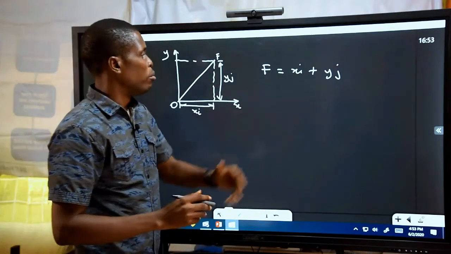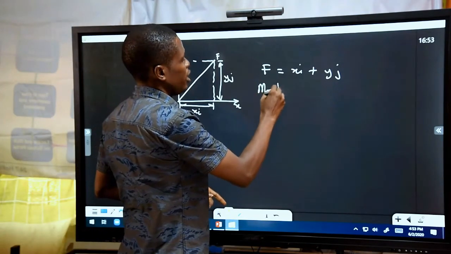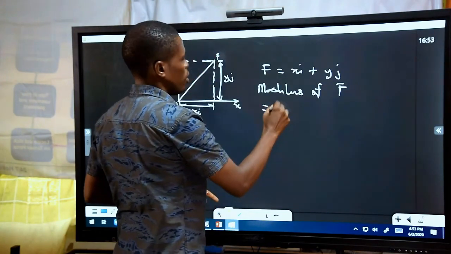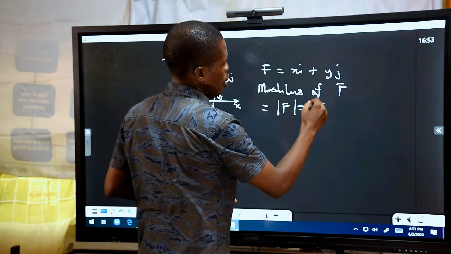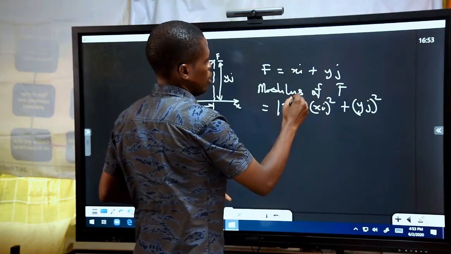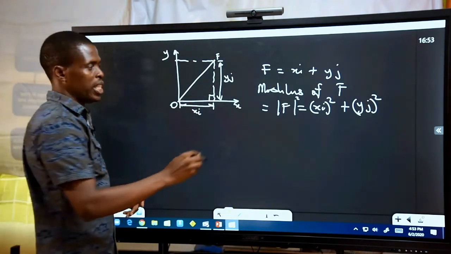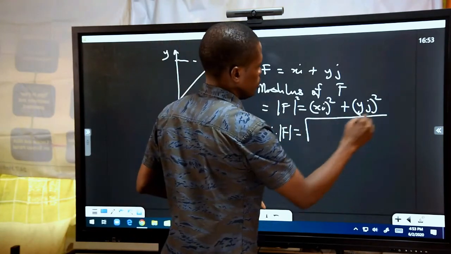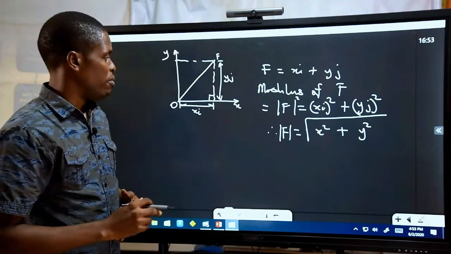With that, you can find the modulus, or what we call the magnitude, of vector F. The modulus is the absolute value of the vector. Modulus of F is equal to the square root of (xi) all squared plus (yj) all squared, and this is squared based on Pythagoras theorem, because here is 90 degrees. So the modulus of vector F is the square root of x squared plus y squared, and that gives us the magnitude of vector F.